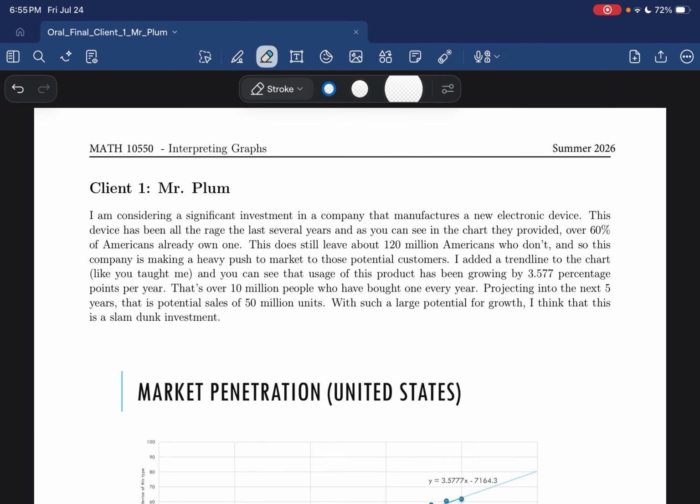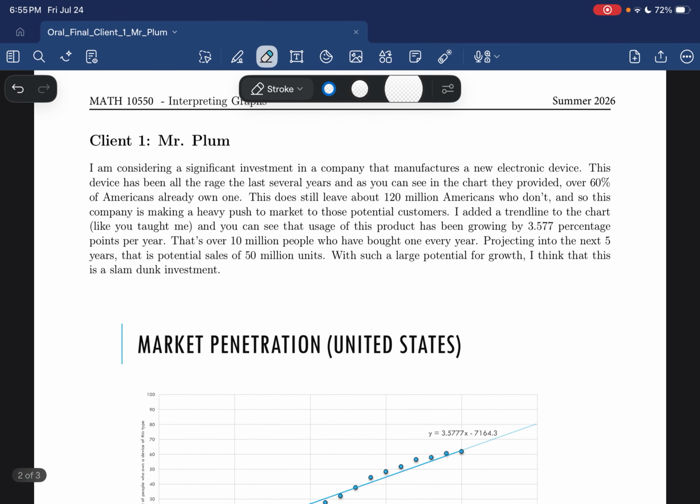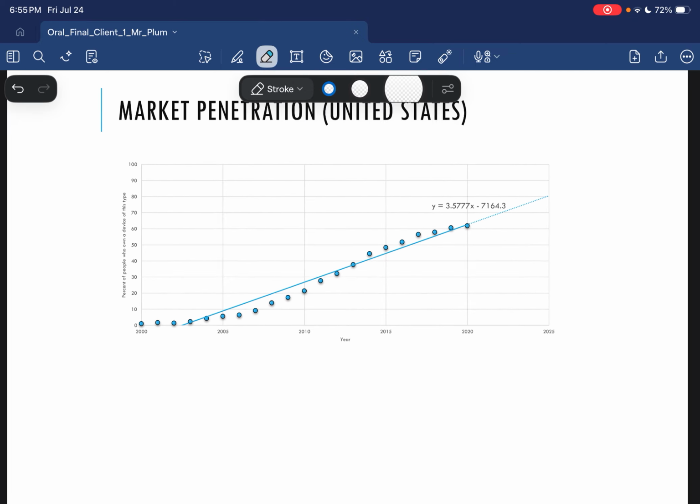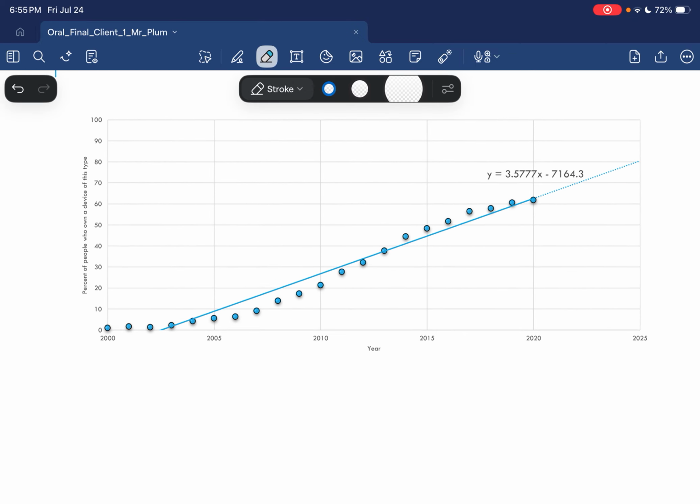So I'll be analyzing Mr. Plum's conclusion about investing in a company that manufactures electronic devices. Before evaluating the conclusion, I would like to describe what the graph actually represents.